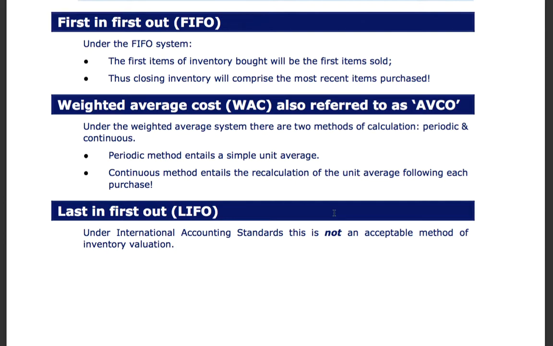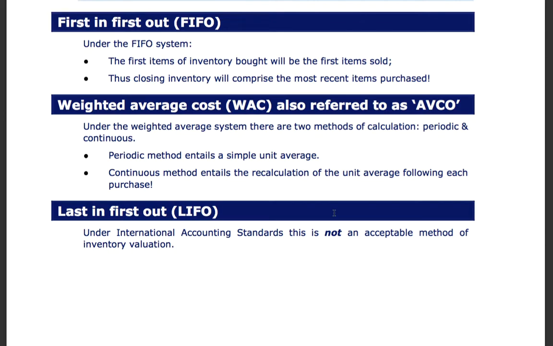The price changed to 12. The first cost you 10, the second cost you 12. But in the accounts, when you're using FIFO, you say if the first comes in at $10, no matter which product I sold, I will assume that I sold the first one. First in, first out. Are we good?